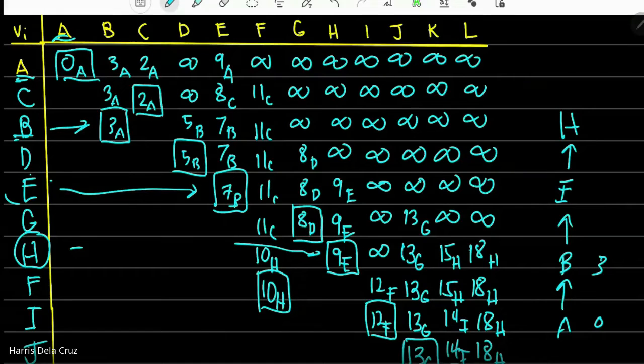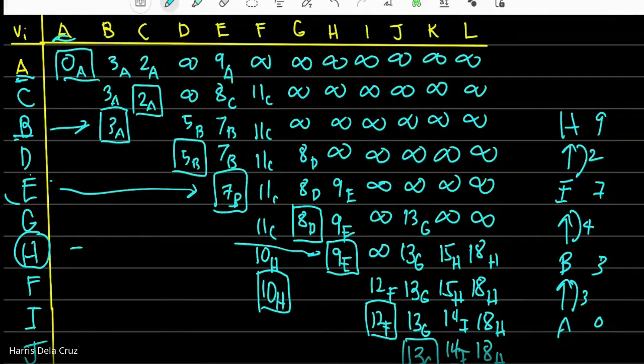Tapos, ang label ni E, 7. Ibig sabihin, from B to E, ang length nun, 4. From B to A, ang length nun, 3. Si H, ang label niya 9. Ang ibig sabihin nun, from E to H ay 2. Okay? So, yung label na nakikita natin, yun na yung total distance.